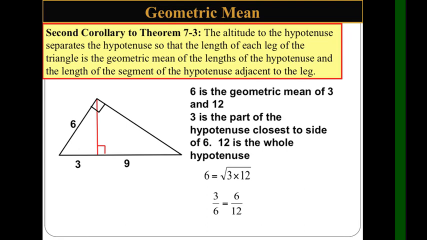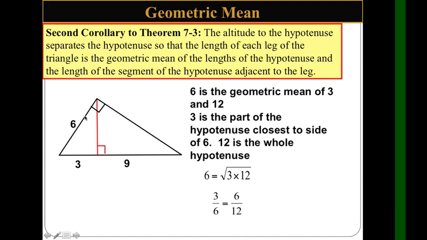The altitude to the hypotenuse separates the hypotenuse so that the length of each leg of the triangle is the geometric mean of the lengths of the hypotenuse and the length of the segment of the hypotenuse adjacent to the leg. So 6 is the geometric mean of 3 and 12. Okay, so bakit 12 yung ano natin? Kasi we add the bases, which is 3 and 9, and that's equal to 12.